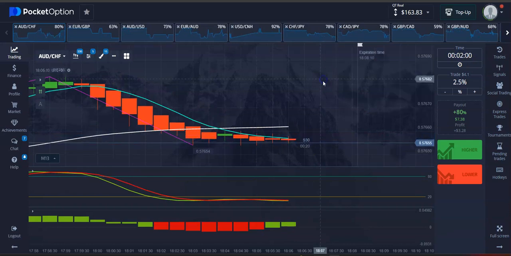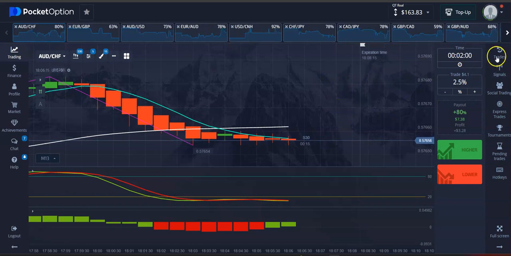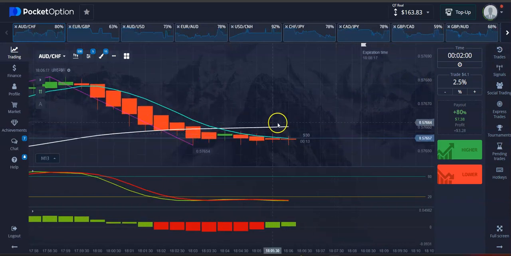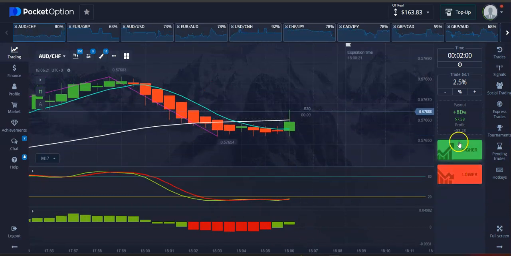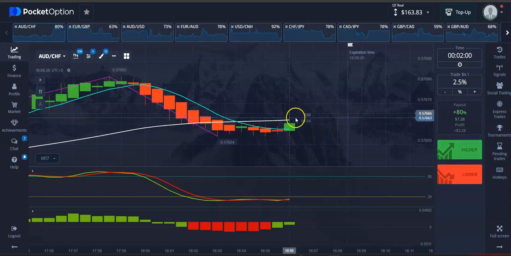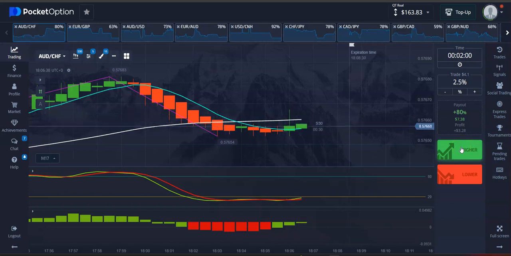So probably this is the time that I'm going to place a 2-minute trade, because everything indicates that the price will have a continuation to the upside. This is a really bullish candle. So I'm going to wait for the next candle and let's see what's up.